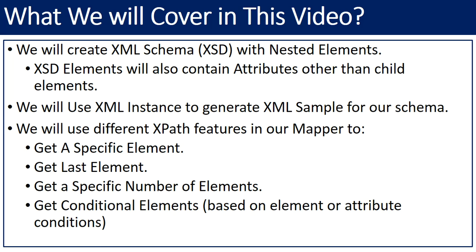And once we have an XSD created, we will use XML instance, which is available under the XML palette in TIBCO BW. And using XML instance, we will generate XML sample for our use case based on the schema that we create. And then once we have schema and once we have XML available, we will create a process. And in this process, we will be reading this XML data. And after that, in a mapper, we will be playing with the elements of this XSD or XML. And we will be showing you how we can get a specific element from the XML, how we can get the last element, how we can get a specific number of elements, for example, only 2 elements, only 3 elements, and also we will see that how conditional elements based on certain attributes or elements can be picked from the XSD.